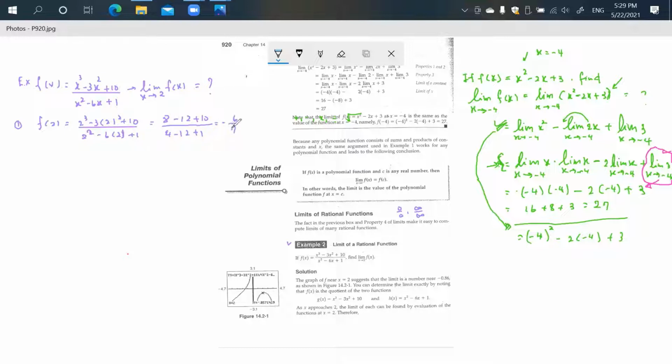You see in this case, when you replace x equal to 2 in the function right away, then you come out, this one is not in the indeterminate condition, correct? So then this is the limit answer.